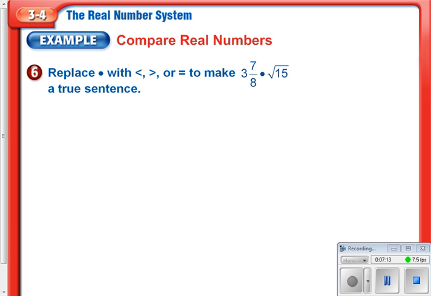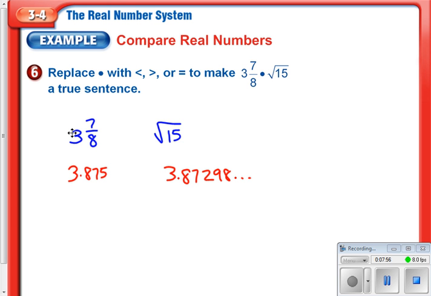Example 6, it says replace the blank with less than, greater than, or equal to make 3 7/8 and square root 15 a true statement. Now in order to do this, I would go ahead and write this down, 3 7/8, and we have square root of 15. I would figure out what those would be as decimals to make things easier to compare. 3 7/8 is 3.875, and square root 15 is 3.87298 about, and probably continues on from there.